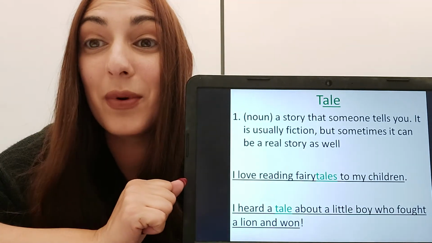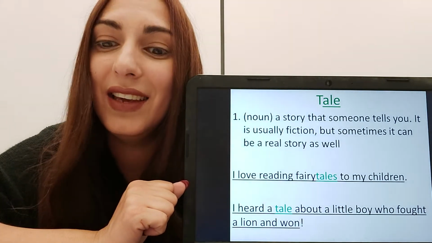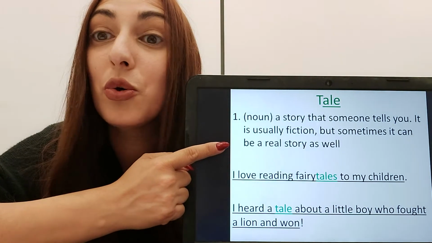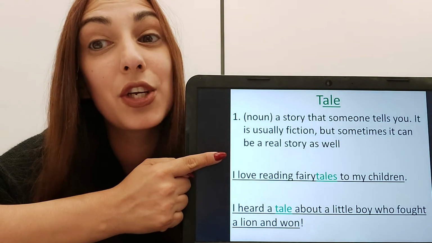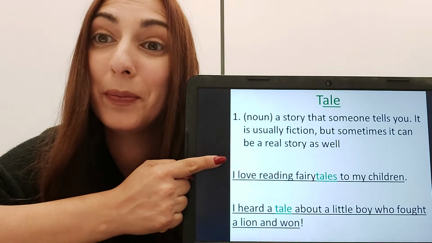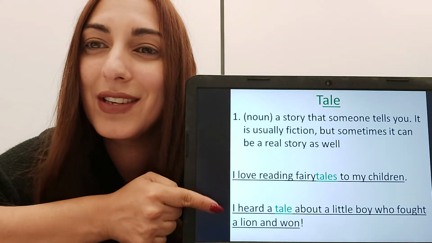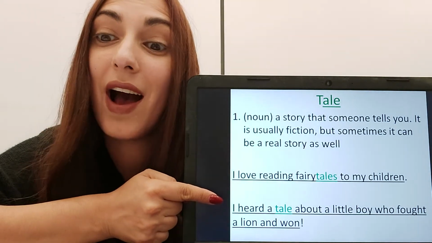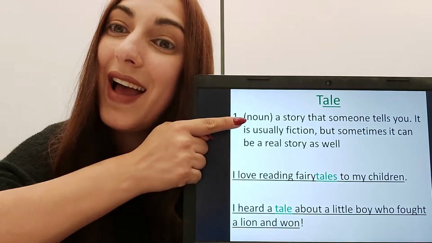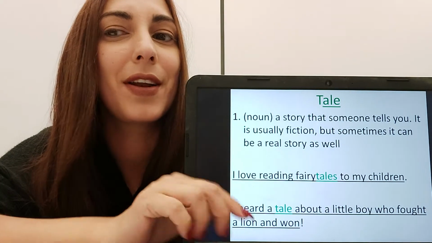Now, tale with T-A-L-E is just a story that somebody tells you. And most of the time it's fiction, but it can be true as well. So pause the video and have a look at these examples, and you'll clearly see the difference between tail, A-I-L, and tale, A-L-E. Let's look at our next set of homophones.